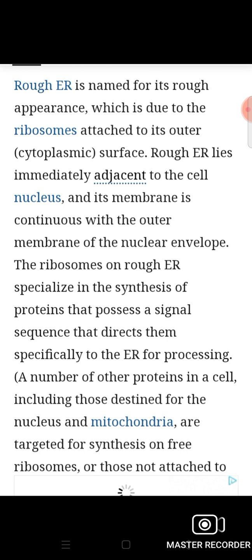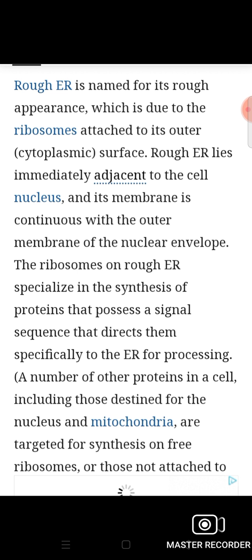Here is a description of the rough endoplasmic reticulum. Rough endoplasmic reticulum is named for its rough appearance. I have told you before that the appearance of the rough endoplasmic reticulum is due to the presence of ribosomes on its surface. So its rough name is due to its appearance, which is due to the ribosomes attached to its outer surface.